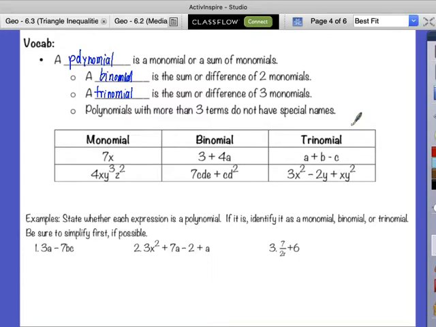So here's some examples of monomials: 7x, 4x, y to the third, z squared. Here's an example of a binomial: 3 plus 4a. Why is this not a monomial? There's addition. But is 3 a monomial? Is 4a a monomial? And a polynomial is a sum of monomials, or a monomial. So here we're adding 2 monomials, so now this is a polynomial, it's called a binomial.